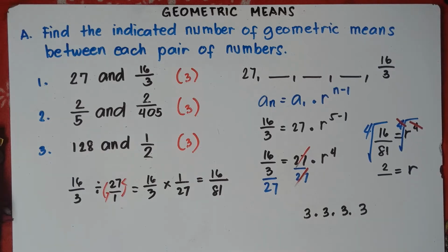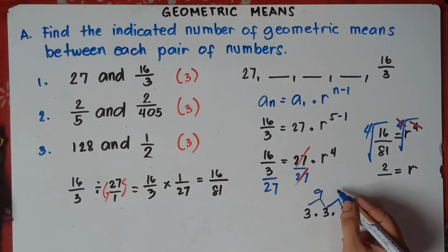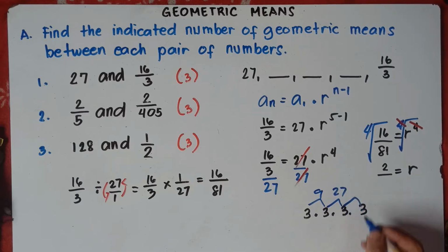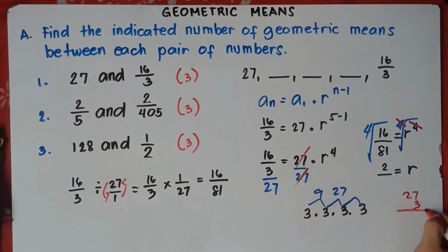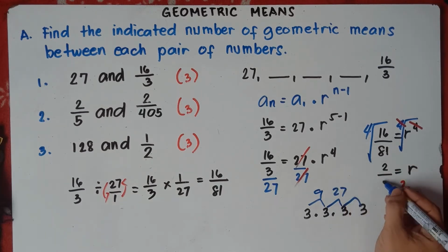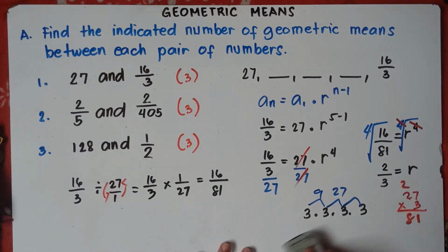3 times 3 is 9, times 3 is 27, times 3. Let's check that: 3 times 7 is 21, carry 2; 3 times 2 is 6, plus 2 is 8. 81. Alright, so the fourth root of 81 is 3. If the teacher will allow you to use a calculator, that would be good, class.